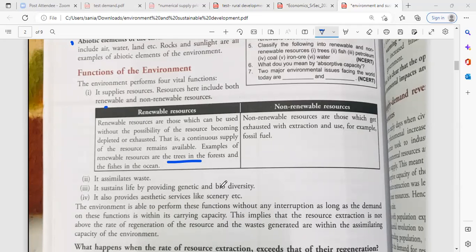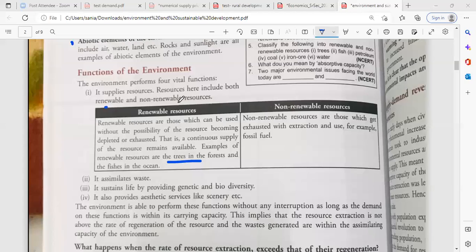Because of environment, genetic and biodiversity are available on our planet. If there is no environment, there is no biodiversity. Plus, it also provides aesthetic services like scenery. Whenever we want a picture perfect scene and the view is too beautiful, it is because of environment. So first of all, you will write the heading functions of environment: first, second, third, and fourth. And after this, you will write this.